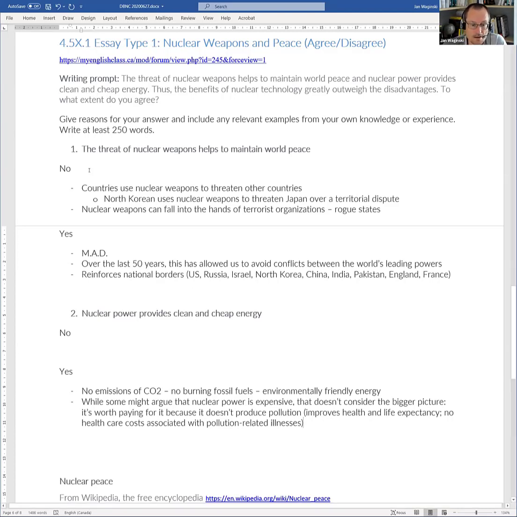Okay. Does anyone disagree that nuclear power produces clean and cheap energy? I agree. Just to play devil's advocate, if you wanted to disagree, what would you say? Devil's advocate means arguing the other side just to see what happens.